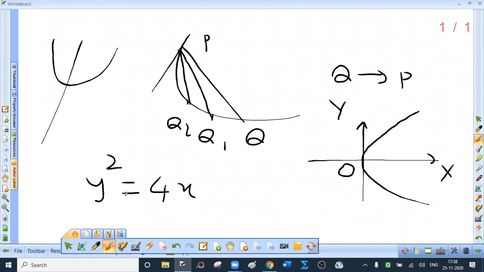So the x-axis is not intersecting the parabola in two coincident points. So the x-axis is not the tangent. Now what about the y-axis? What is the equation of the y-axis? x equal to 0. Put x equal to 0 in the equation of the parabola. That gives me y square equal to 0.